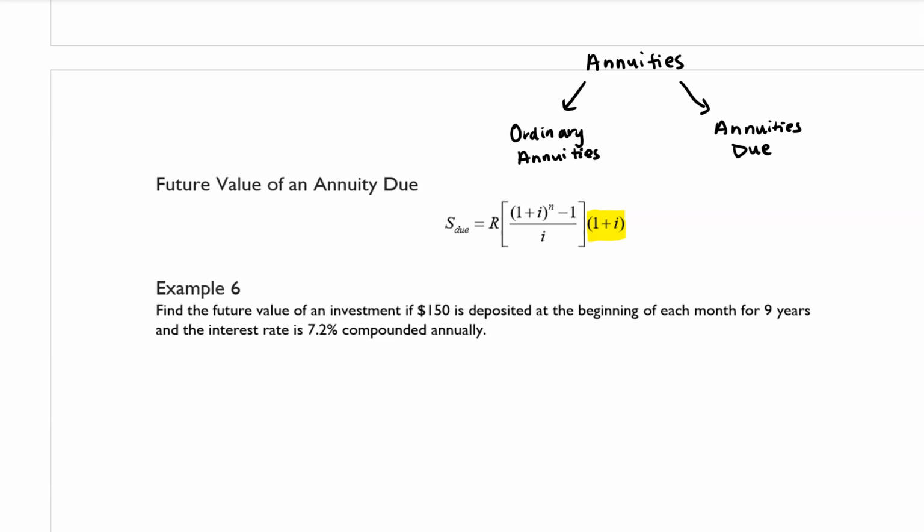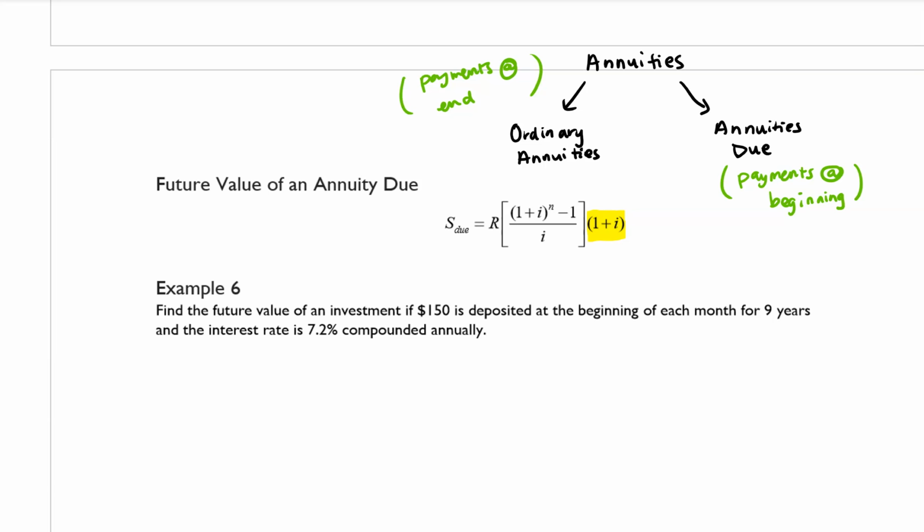So the annuities due are the ones where the payments are at the beginning. And the ordinary annuities are where the payments are at the end of each time period. So think about that as you are working on problems.